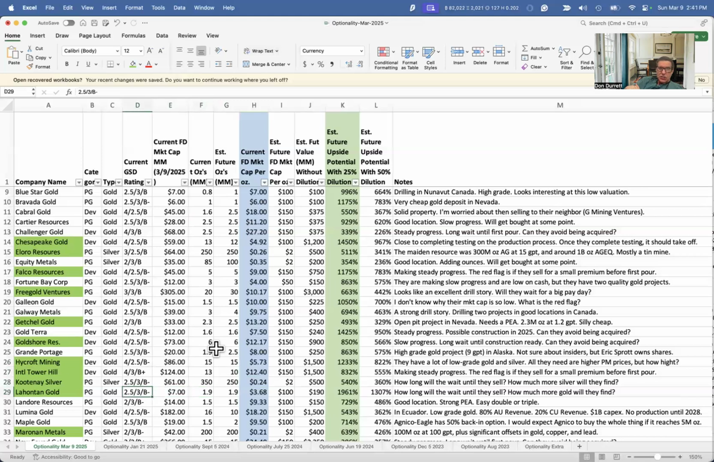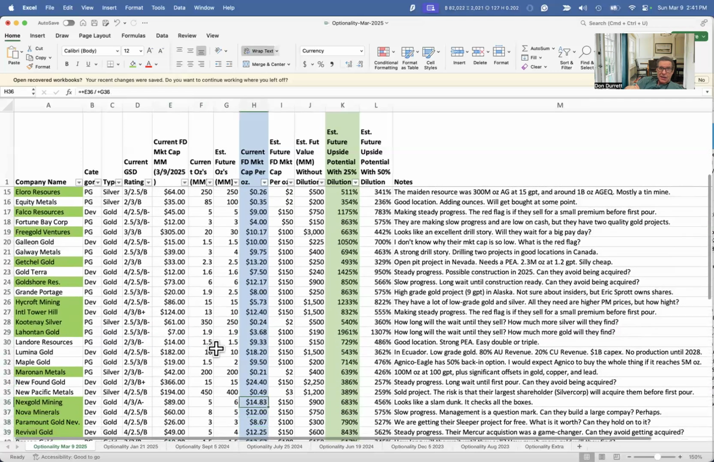The reason why it got so cheap down here at $3 an ounce in the ground is Victoria owned like 25% of the shares and they had to dump them all because they went bankrupt. And that dumping process put downward pressure on Lahontan and it never bounced. It never came back.